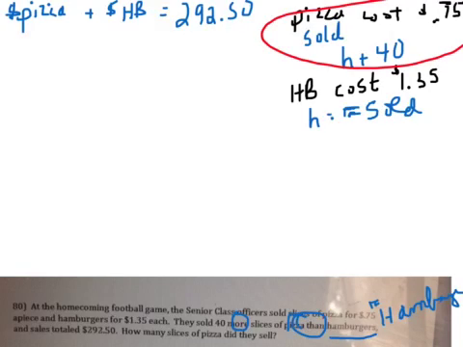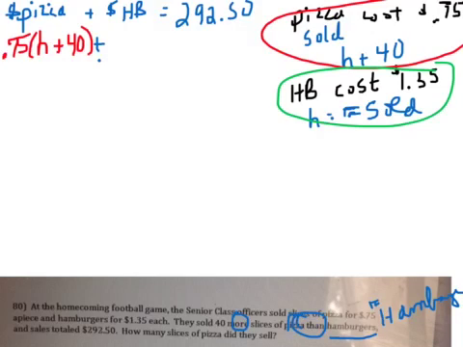I sold H plus 40 pieces of pizza, and each piece of pizza costs 75 cents. So if I just multiply H plus 40 by 75 cents, I'll know how much money I made from pizza. Okay, well now I've got to add in the money I made from hamburgers, and I'll do the hamburgers in green.